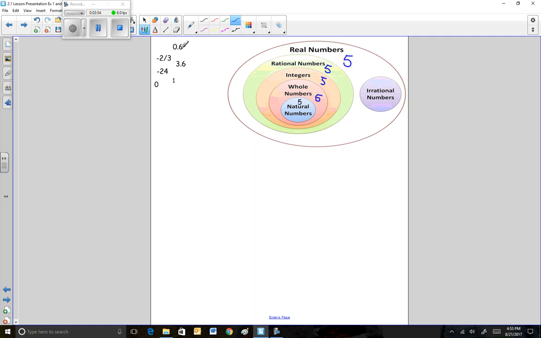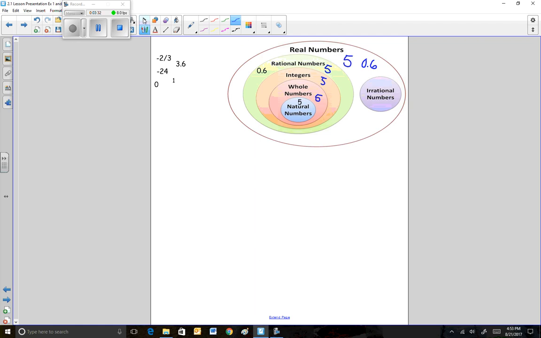Let's take a look at the 0.6 here. 0.6, it ends, so would it be considered a natural number? No, we don't count and say 0.6. Whole number? No. Integer? No, it's not a whole number, positive or negative. It belongs in the rational number section. Is it also considered a real number? Yes. So 0.6 could also be considered a real number.